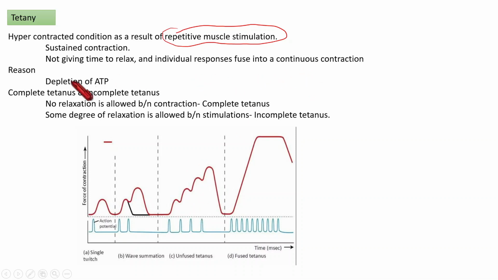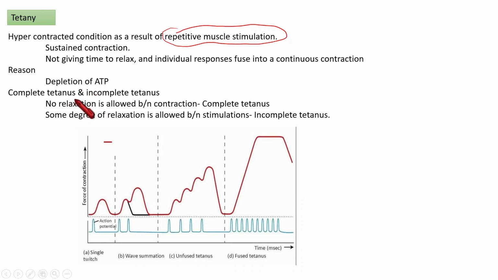So that is tetany. What would be the reason for this tetany? Maybe the depletion of ATP. We have learned in the molecular mechanism of muscle contraction video that ATP is necessary for the myosin head to detach from that actin filament. So as the ATP level is depleted, the muscle cannot undergo the relaxation phase. It cannot relax. So that might be a reason for this tetany.